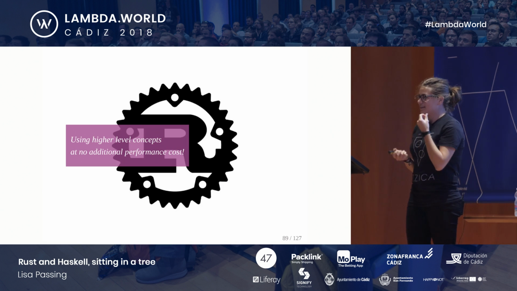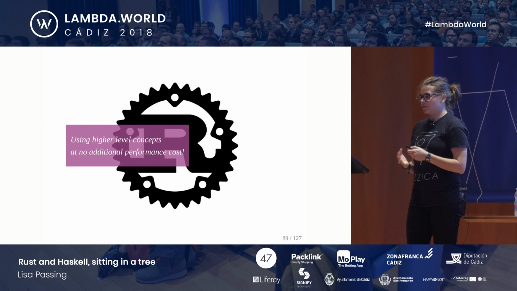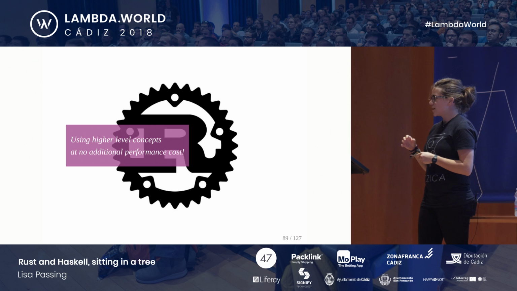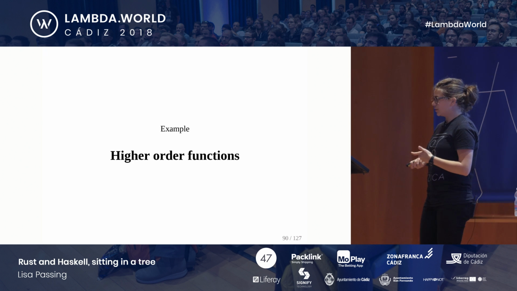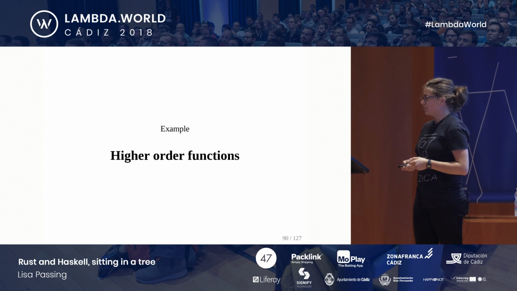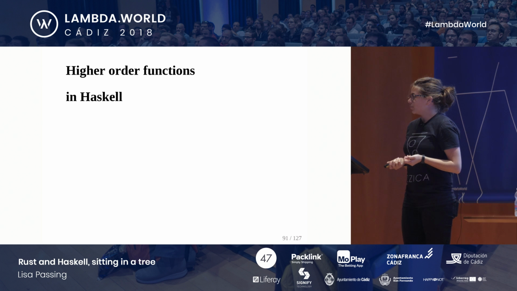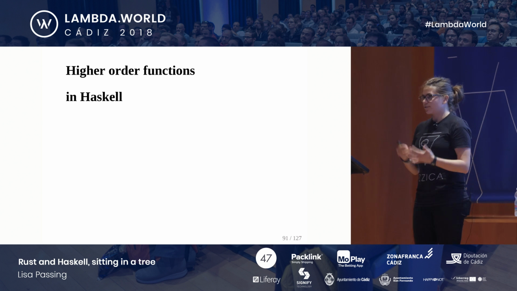The definition that I would rather use is that in Rust we get to use higher level concepts at no additional performance cost. Which also might seem like a very abstract definition. But I want to show this by an example, and by talking about higher order functions. They're a pretty standard concept in functional programming. But just to recap, let's look at it in Haskell as an introductory example.